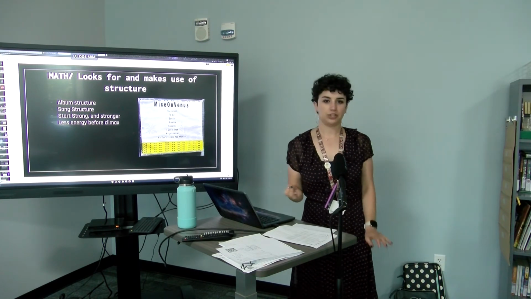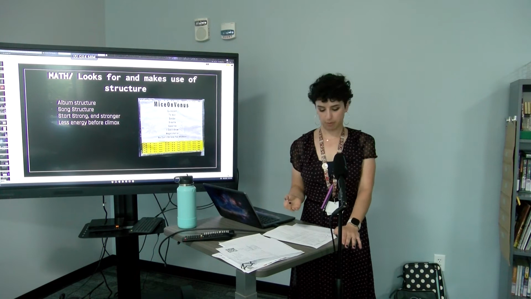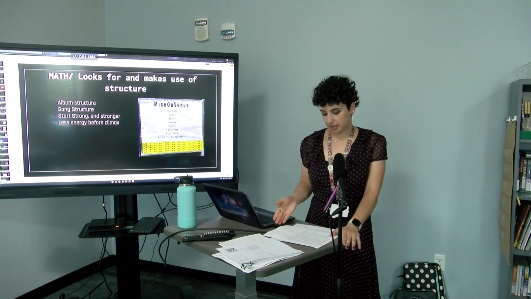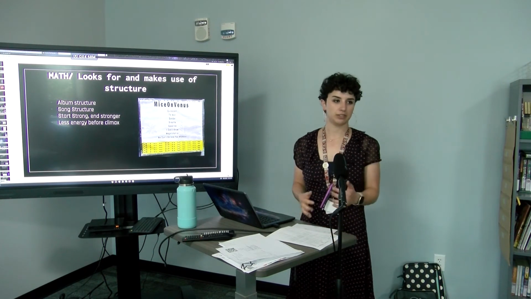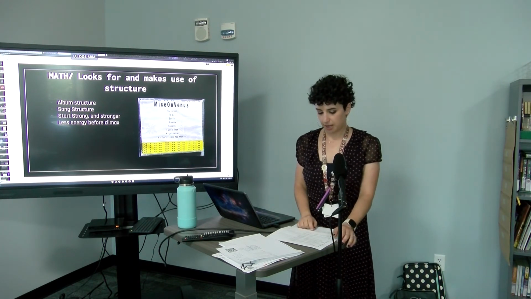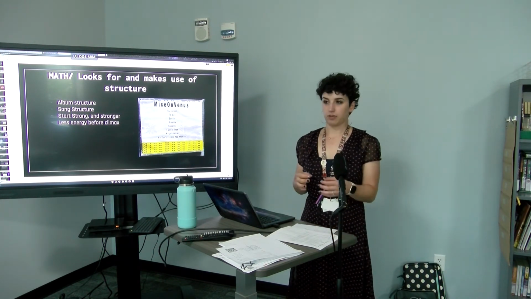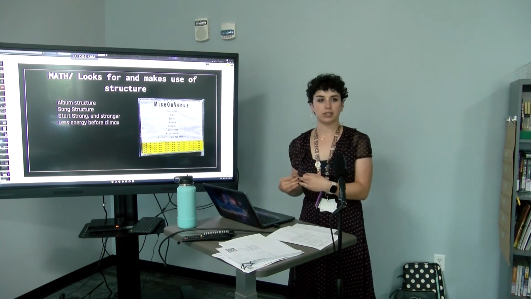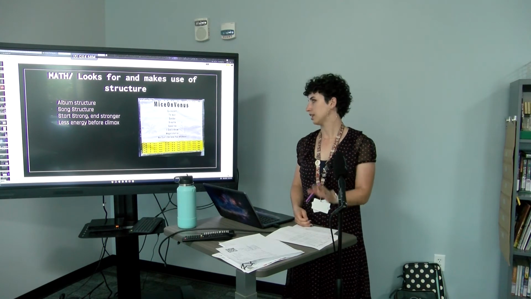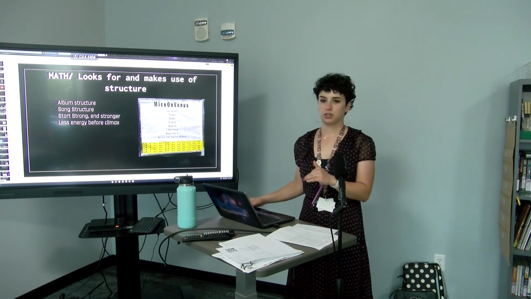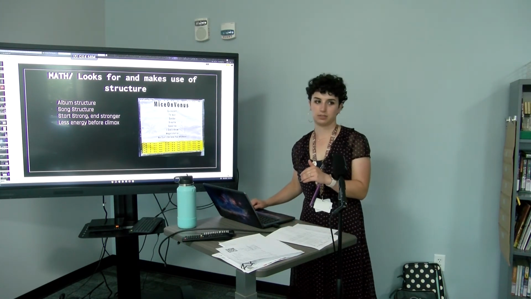So again, not your traditional approach to math, but does he identify patterns? Yes, he identified patterns in his music. Does he have a reason for why he structured them this way? Yes. So that's his first math. Questions, comments?